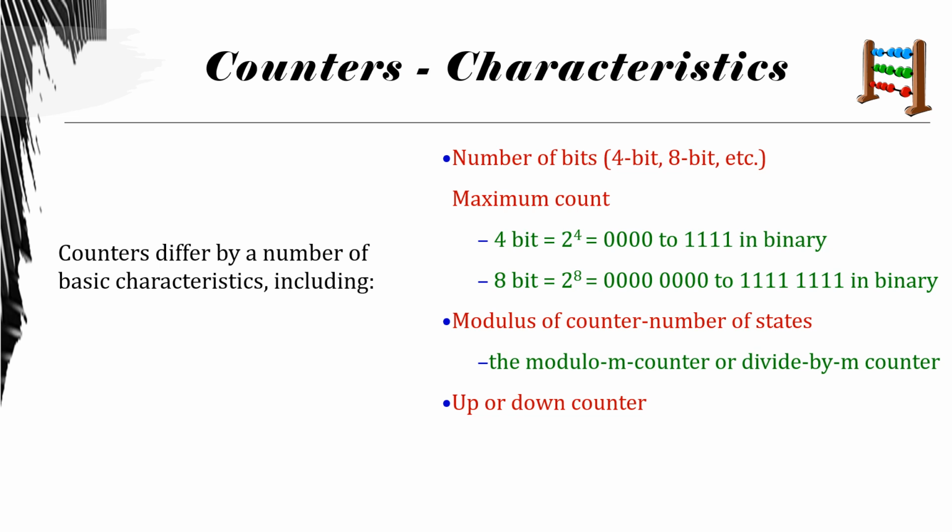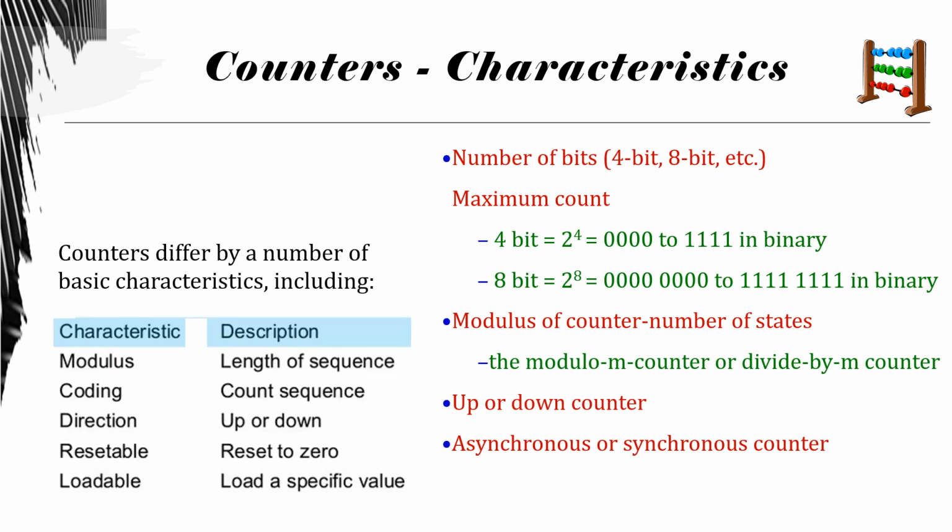Then, based on the direction of the counter, we can have two types, up counter or down counter. Based on the clocking, we have two types of counters, asynchronous counter or synchronous counter. So, based on the modulus, coding, direction, resettable or loadable, we can have different types of counters.